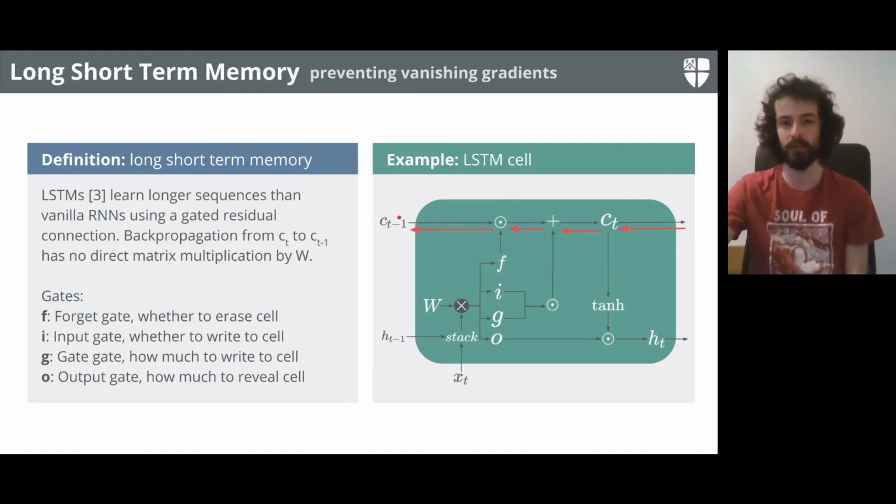and on one of them, essentially, rather than multiplying it by the weights matrix at all, we just add to it instead, and this allows us this gradient path through, same as residual networks, where it just passes straight through, and that prevents our gradient vanishing or exploding.